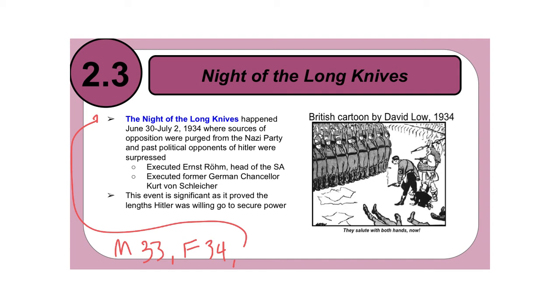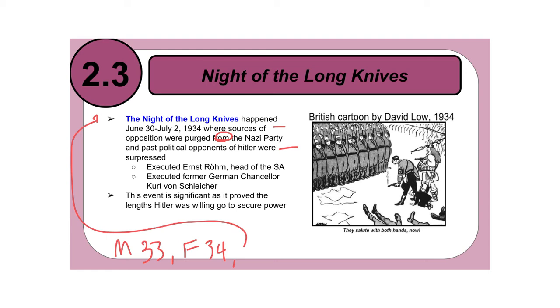And what this particular event was, this is where sources of opposition were purged from the Nazi Party. So this is where the Nazi Party actually turned on its own people. And so Hitler started looking within the Nazi Party and looking for people who were questioning him in any capacity. It didn't matter if it was slightly or if it was a lot. If you questioned Hitler, then you were probably on the chopping block. So in essence, the Night of the Long Knives is the Nazis purging themselves of political opponents from among themselves.